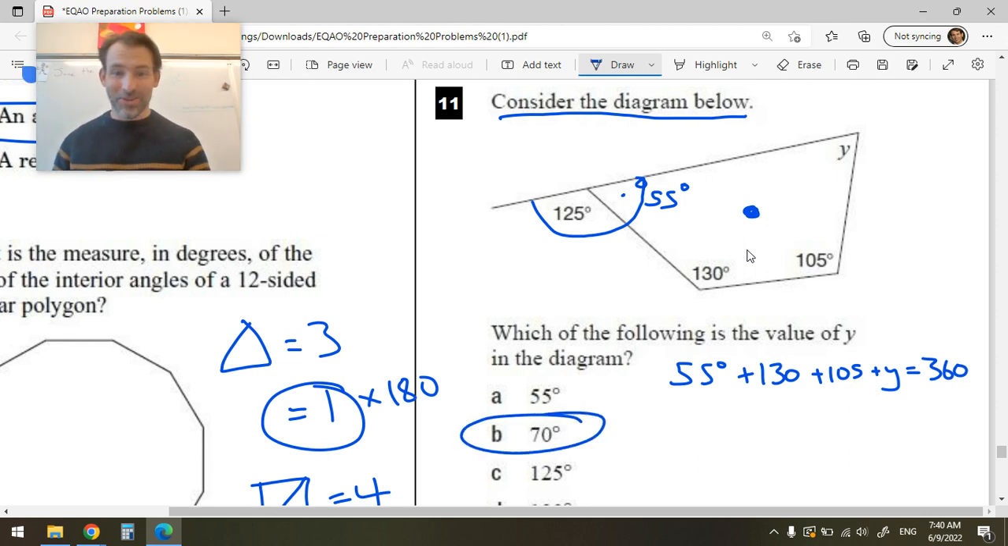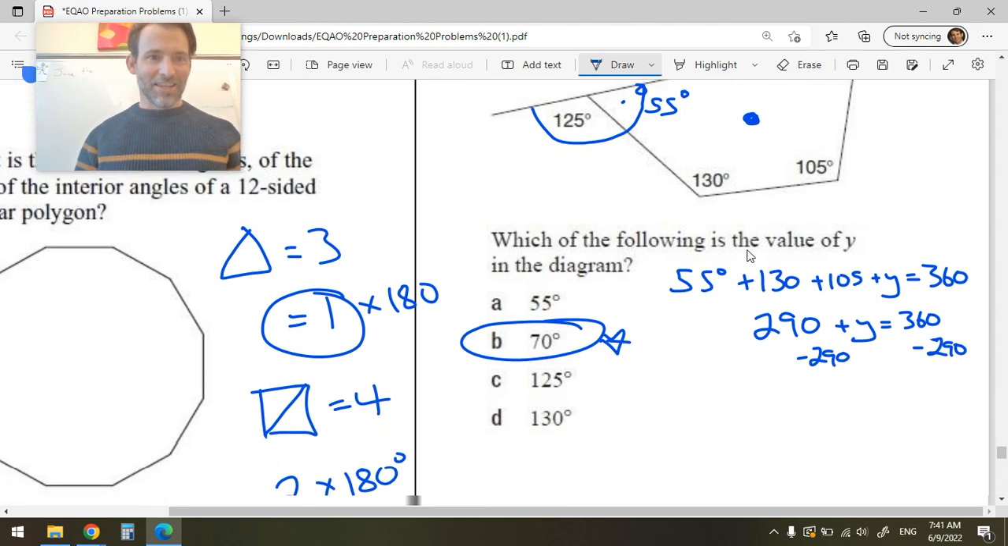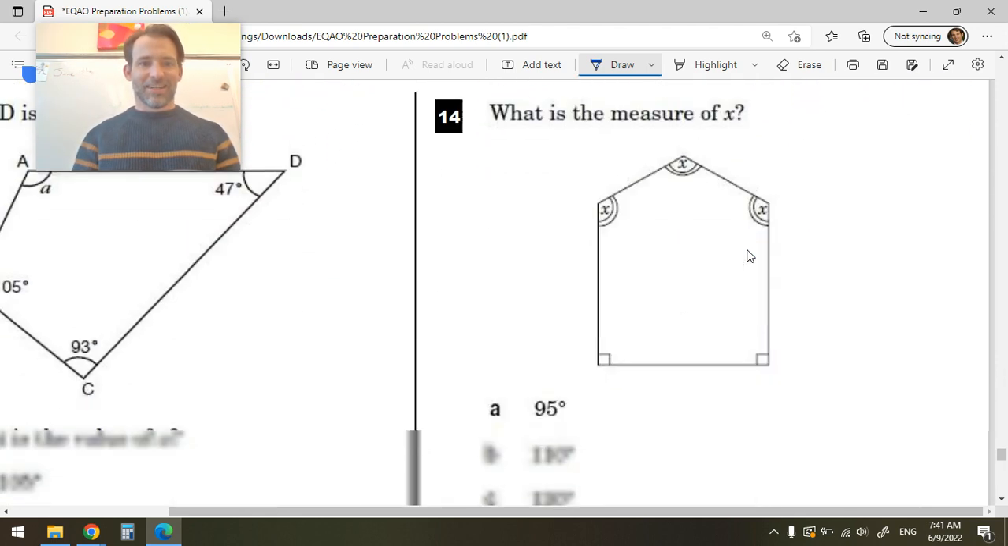Okay, so you just solve the algebra. Do you want me to show you solving the algebra? Add 55 to 105. That gives you 160. 160 plus 130 gives you 290. 290 plus y equals 360. I need to add 70 to 290 to get 360, so that's the answer. I can also subtract 290 from both sides, and that will lead me to the answer. All right.